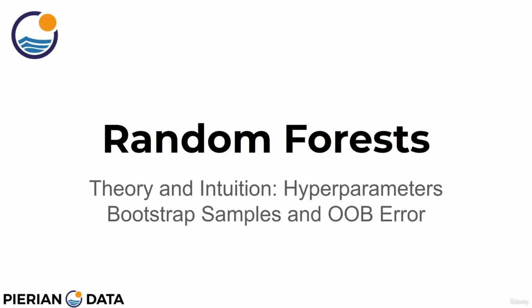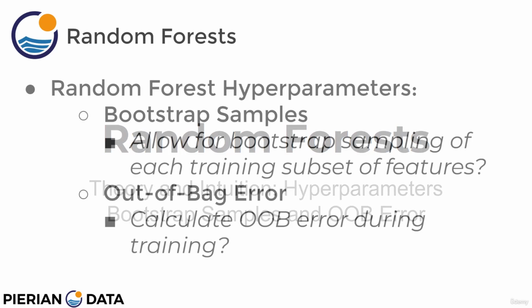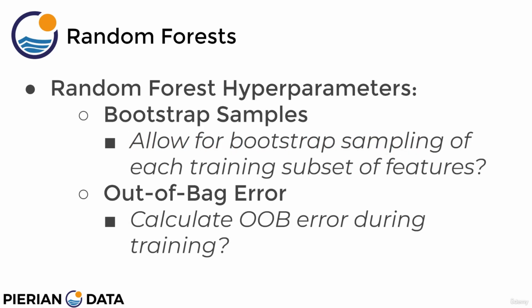Welcome back, everyone, to our continued discussion of the theory and intuition behind the hyperparameters used for random forests. In this lecture, we're going to be discussing bootstrapping or bootstrap samples and out-of-bag error. In bootstrap samples, what we're trying to answer is, do we allow for bootstrap sampling of each training subset of features? In out-of-bag error, we're answering the question, would we like to calculate OOB error during training?